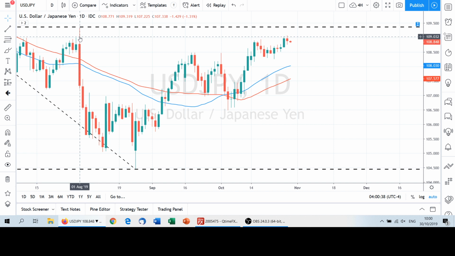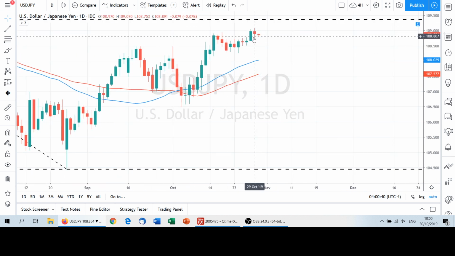Unfortunately, we touched that high and we started falling again. That's why we see a red candle here. It is small. It's not a huge reversal to the downside, yet we need to be careful about it. Okay, guys?